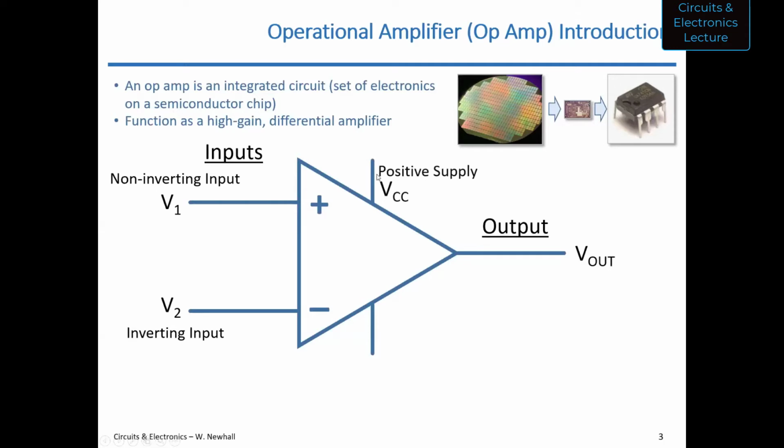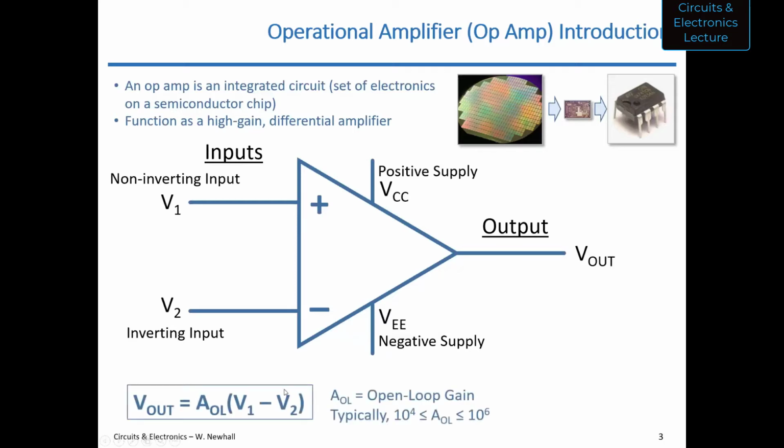This terminal up top is the positive supply voltage. We're going to call it VCC, right? So V sub CC is the positive supply voltage. Down at the bottom here, this is the negative supply voltage. We're going to call that voltage VEE, okay? These two voltages actually supply power to this amplifier. They power the amplifier.